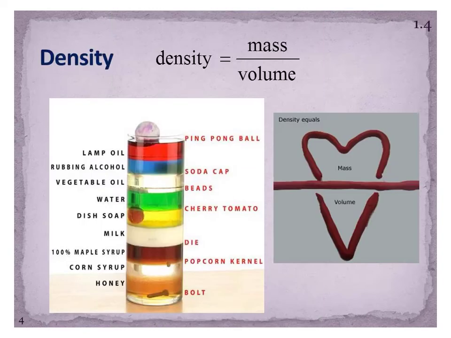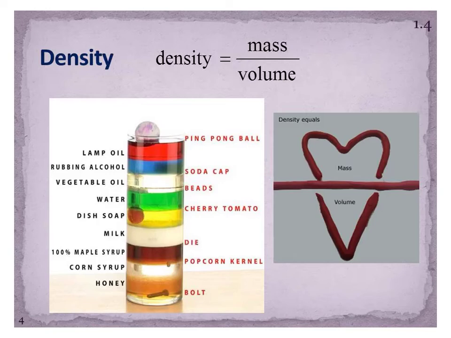Another value we report for substances is density. If we look at our picture here, we see that we have many different substances mixed together. However, they separate out from one another based on their density. The most dense substance at the bottom, the least dense substance at the top. Density is just a ratio of mass and volume. So density equals mass over volume, and we can use this to compare different substances.